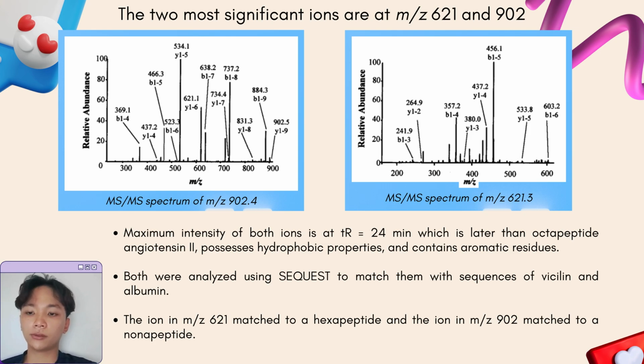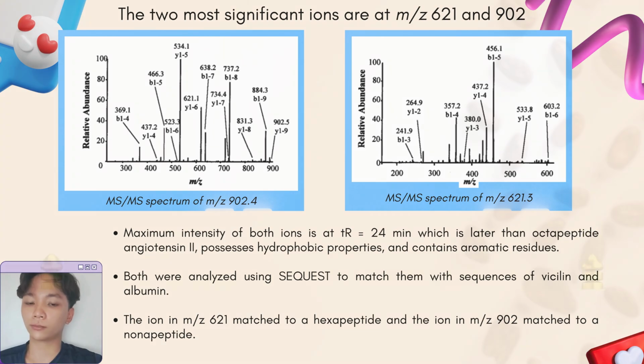Both were then analyzed using sequencing to match them with sequences of vicilin and albumin. The ion at m/z 621 matched to a hexapeptide, and the ion at m/z 902 matched to a nonapeptide. This shows that during fermentation of cocoa beans, the larger peptide molecules will be hydrolyzed into smaller peptide molecules.